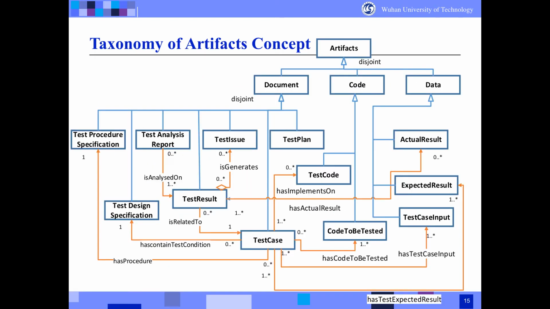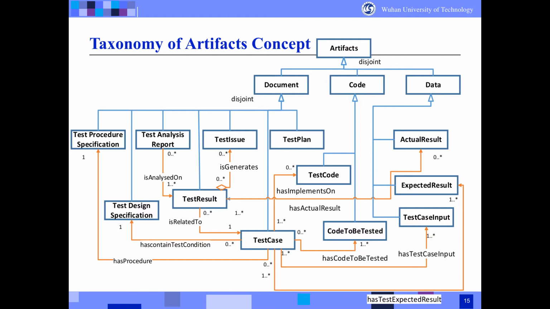Okay. Then let's go to the taxonomy of artifact concepts. You can see that artifacts are one concept in our software testing ontology design, and the artifacts can be derived as three disjoint subclasses or concepts: document, code, and data. And document has a lot of subclasses here: procedure specification, analysis report, test results, test design specification, test case, issue, plan. Test code and code to be tested are under code. Data has actual result, expected results, and test case input. Almost all of this information was derived from the documentation and previous studies.